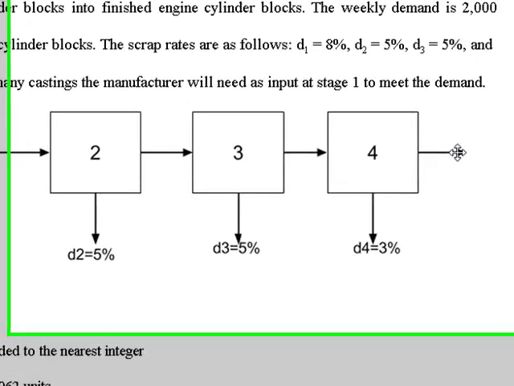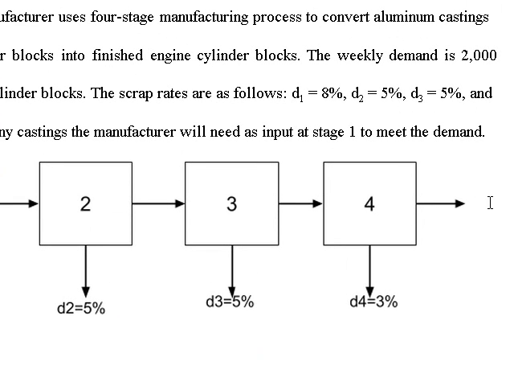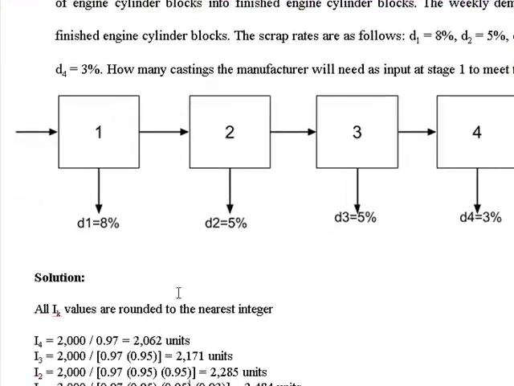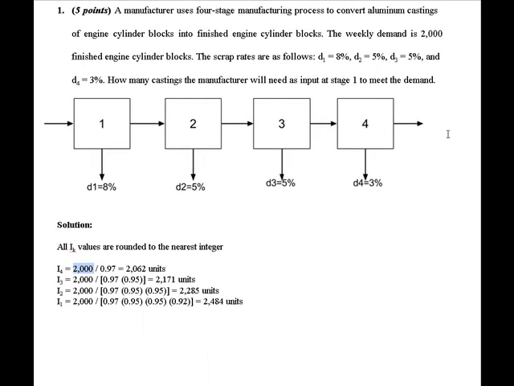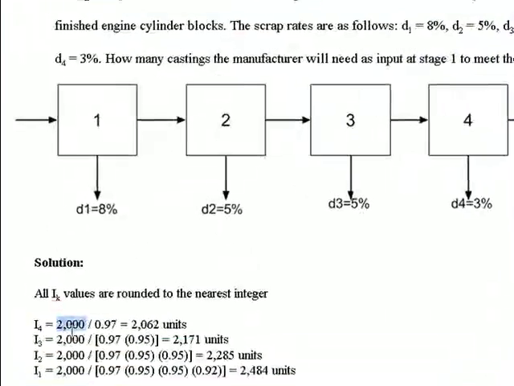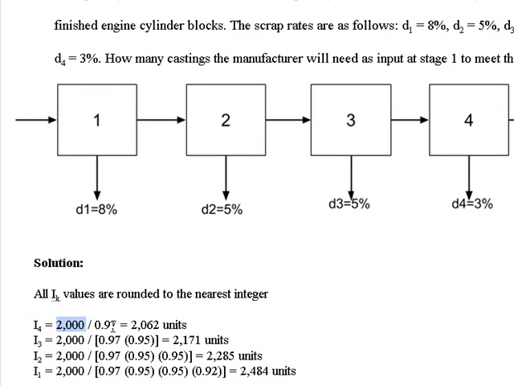So we need 2000 parts out of the 4th machine. How much input should we feed to machine 4? So we do that calculation. I'm going to call that input I4, I sub 4, which is equal to 2000, the parts that we want out, divided by 0.97.